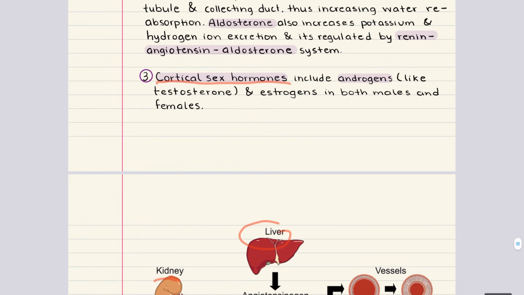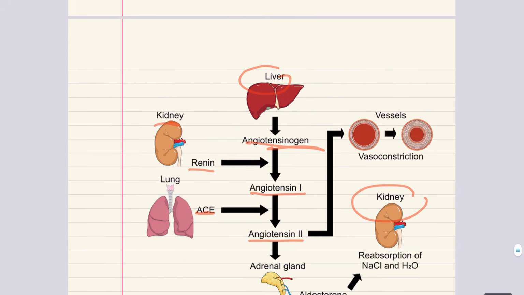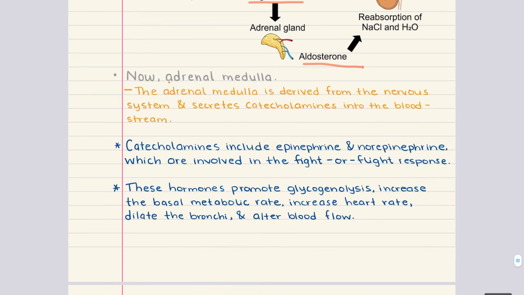Finally, the adrenal cortex also produces cortical sex hormones. These include androgens such as testosterone and estrogen. Now, although the gonads are the primary source of sex hormones, the adrenal cortex contributes to the overall levels, especially in females, where adrenal androgens play a bigger role. With that being said, we're going to move into discussing the adrenal medulla.